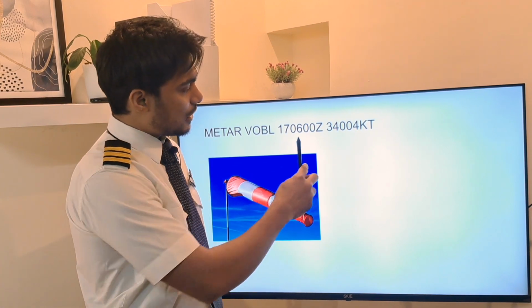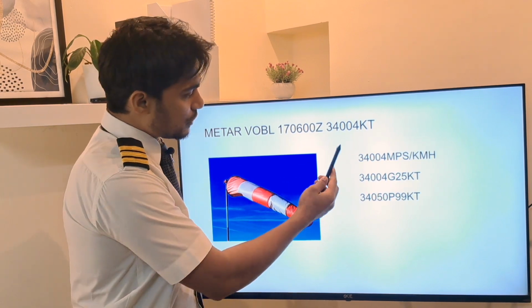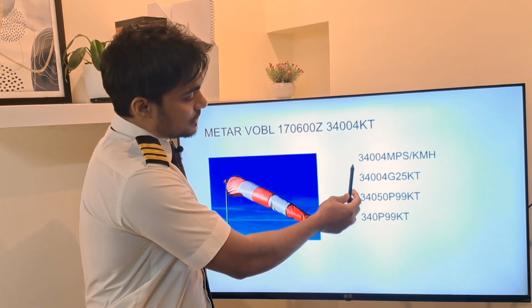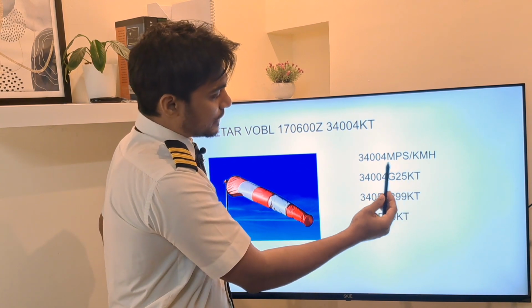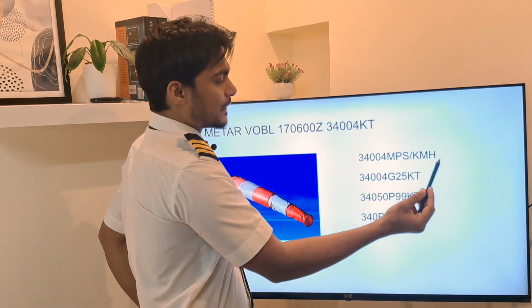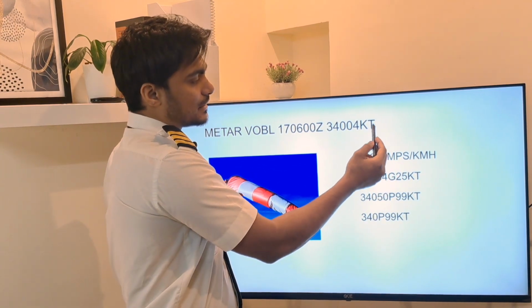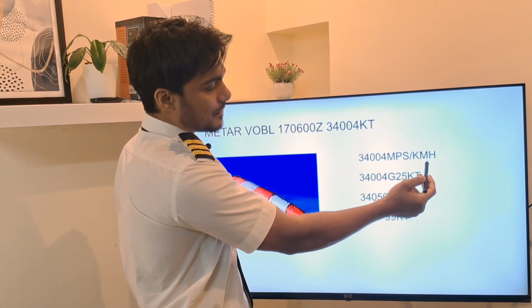Now we'll see how winds can be written in different formats. So here are a few formats. That is 340 degrees, 04 meters per second, or it can also be said as 340 degrees, 04 kilometers per hour. So the symbol KT denotes knots, MPS meters per second, KMH kilometers per hour.